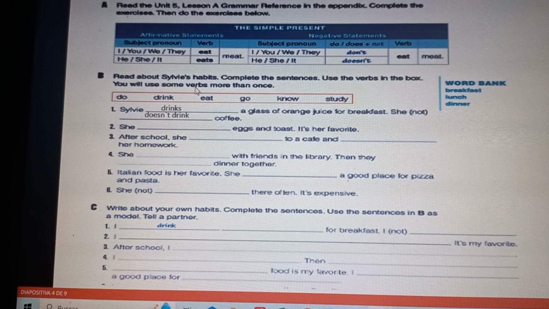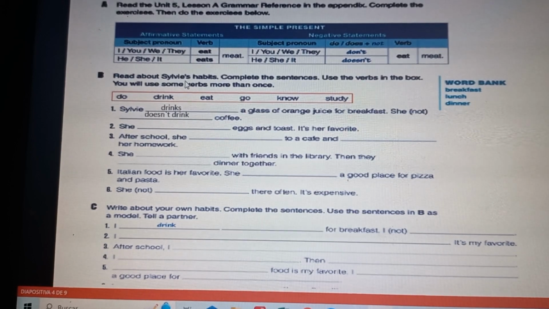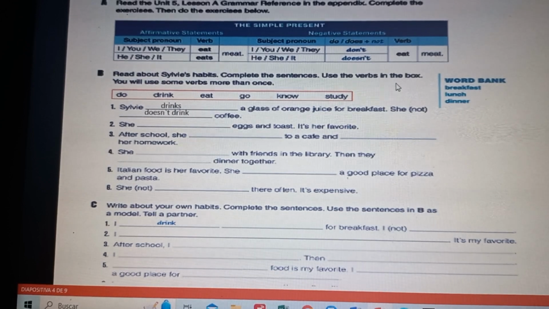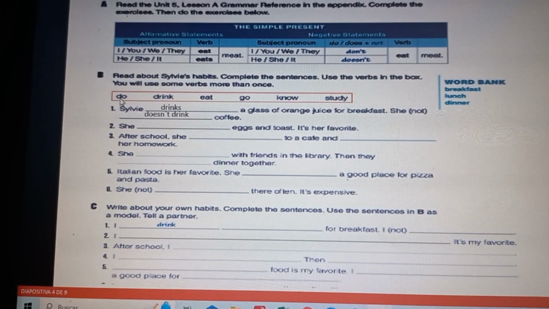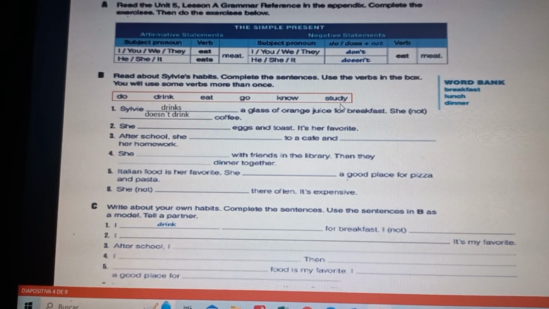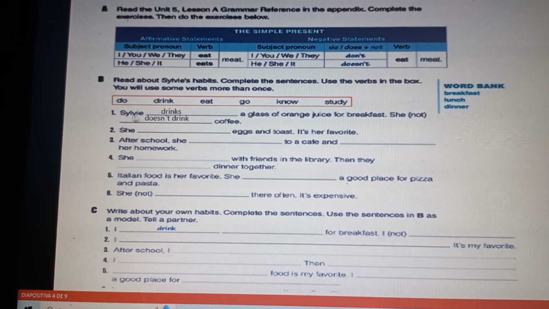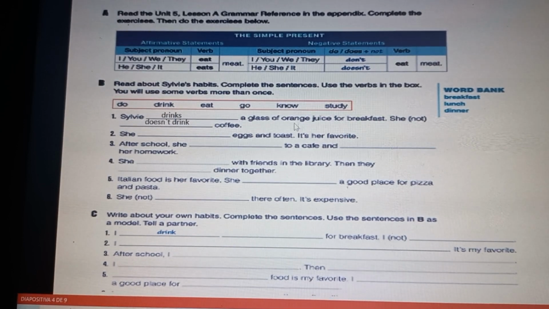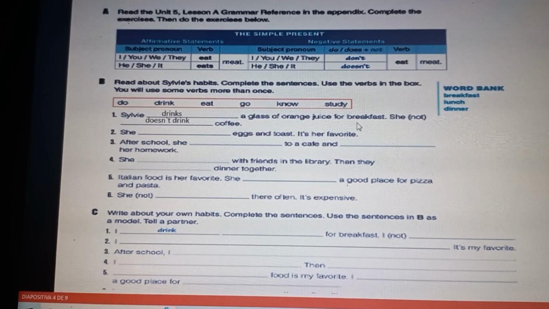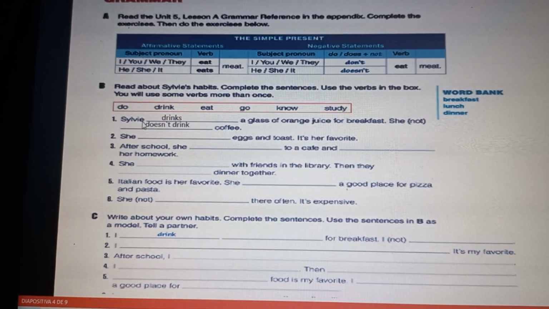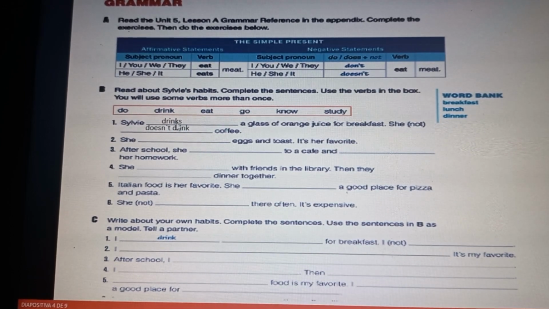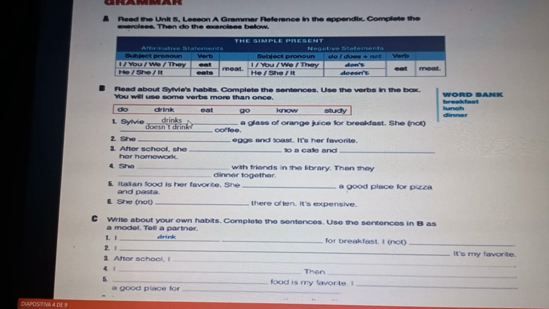Here we have some examples, okay? Read about Sylvie's habits, complete the sentences, use the verbs in the box. We have the verbs do, drink, eat, go, know, study. And also we have Sylvie drinks a glass of orange juice for breakfast. Remember, Sylvie is a third person singular, and we have to conjugate the verb. In this case, the verb drinks.